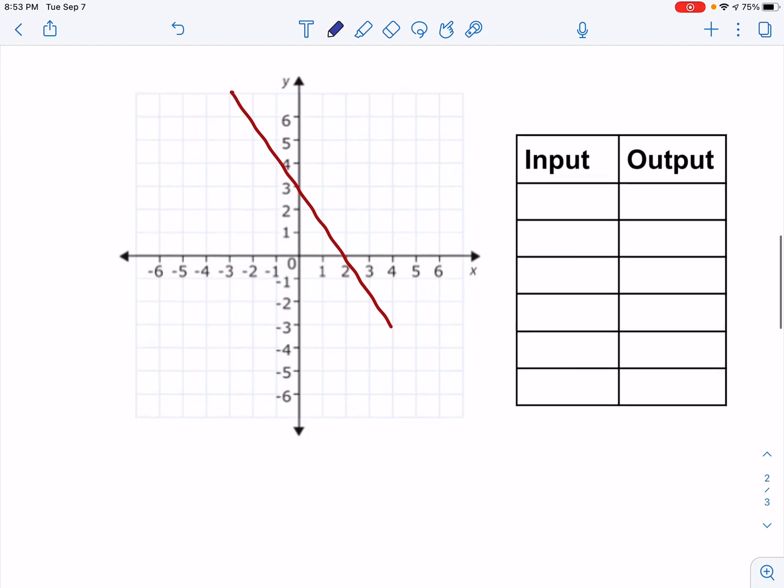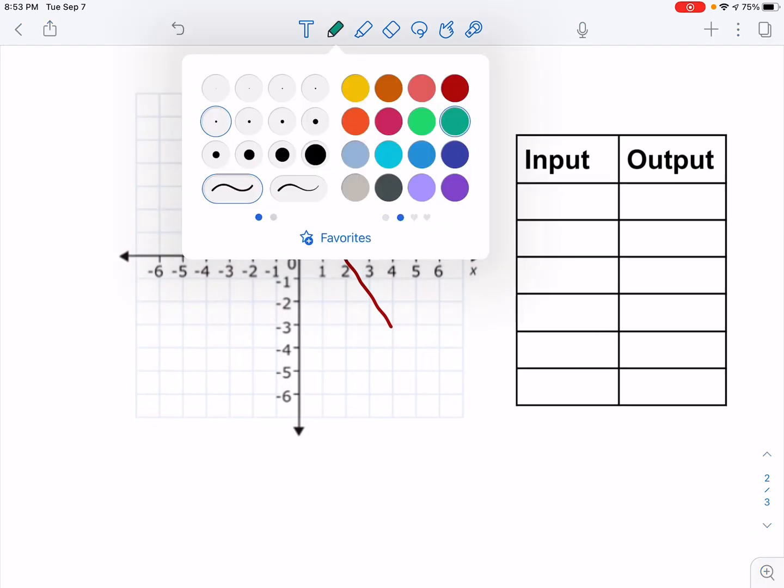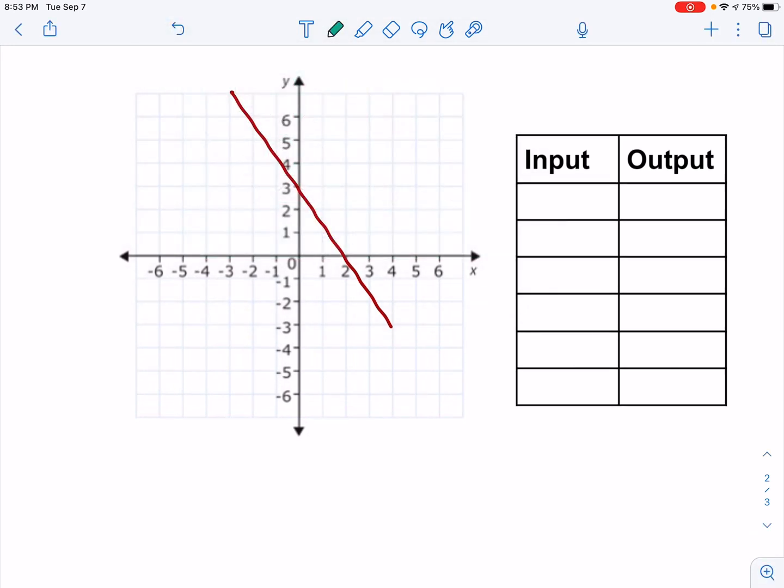So here's my graph. So my goal starting out, I'm going to change my pen to a green color here. My goal is to find some places where this graph crosses the grid lines in a nice clean spot. So it looks like we've got one here. Looks like we might have one here. Maybe here. Maybe here. So let's see if we can identify what those points are.